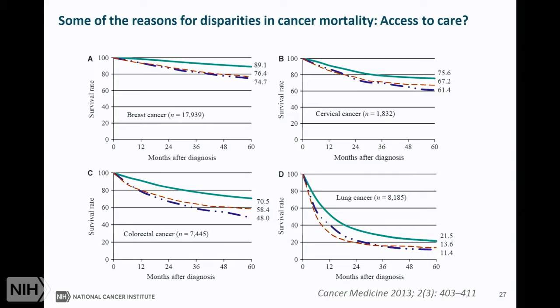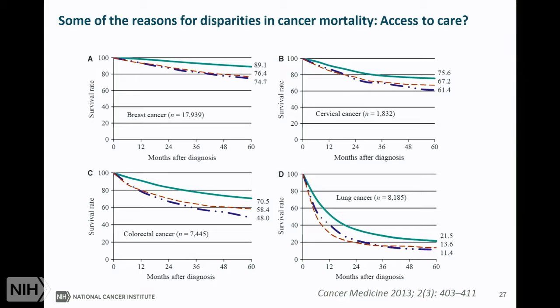And for every cancer type, even those where there's a dismal survival, such as lung cancer, the outcomes are better amongst those that have insurance. So in terms of disparities in cancer mortality, one of the key messages I want you to take away with you is that access to care definitely matters.